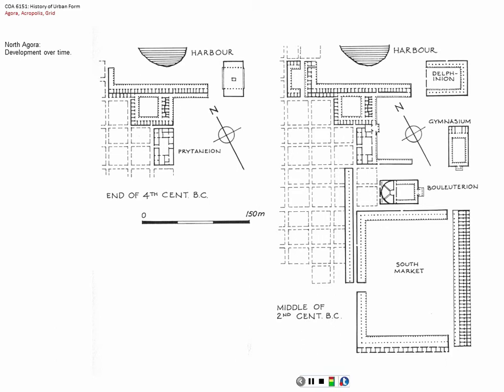And the functions that had to do with import, export, tax, other kinds of things would be carried out through the Prytaneion. And then we see down here the council house, the Bouletarian, again in that theatrical space with a courtyard attached to it, which is called a palestra.